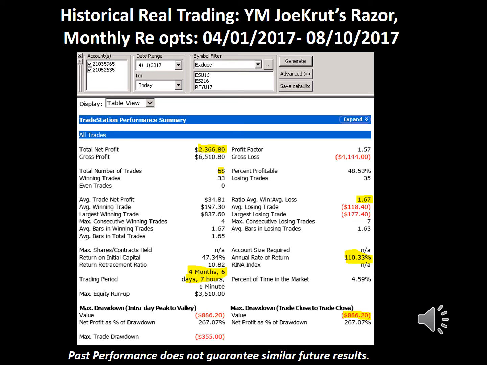So here shows those results. The summary is 2366.80. There's 68 trades. That's basically flat to down this month because it was up 2,900 before. So it's also in drawdown a little bit. The drawdown over this time has been 886. The annual rate of return though is 110%, trading one lot in automated mode. This is with slip and commission, and over that period making 2366. You made $1.67 for every dollar you lost, and this is for 4 months, 6 days, and 7 hours.